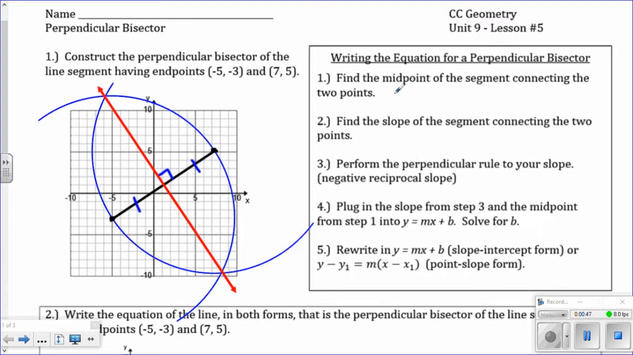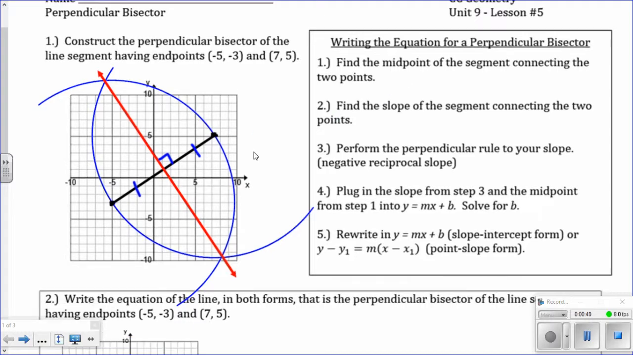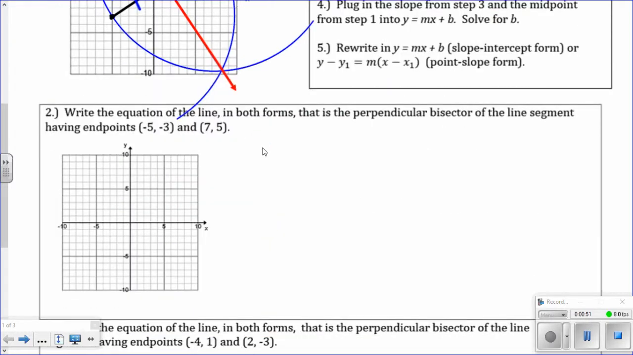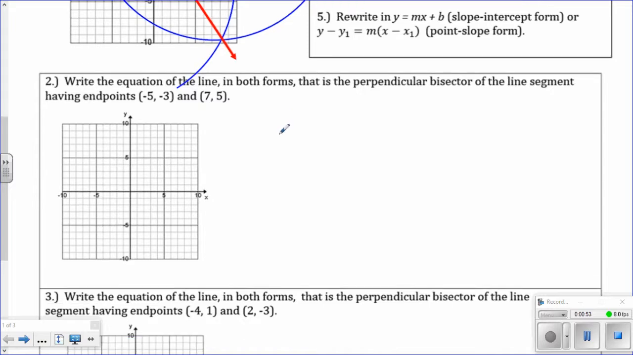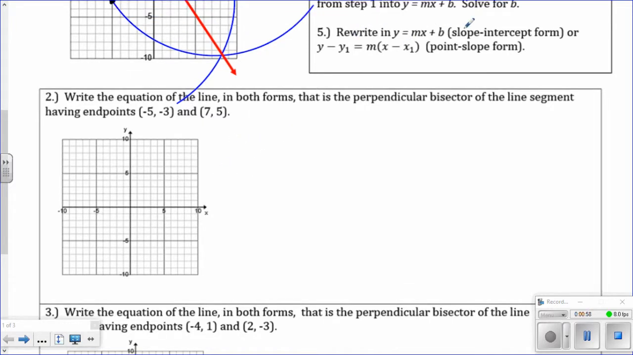And all the steps are right here on the right-hand side of your worksheet. So I'm going to go through number one and show you how to do it. Write the equation of the line in both forms. That's because if you look at step 5 here, it says that you can write your answer in slope-intercept form or point-slope form. I want you writing them in both because you don't know how they're going to ask it on the exam, and it's good to practice both.